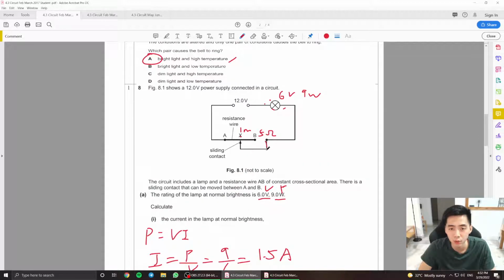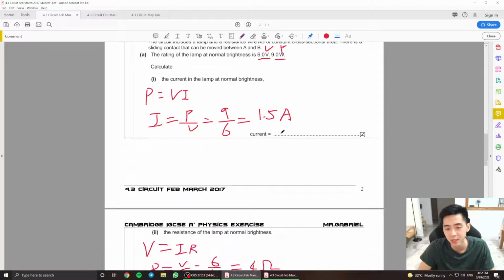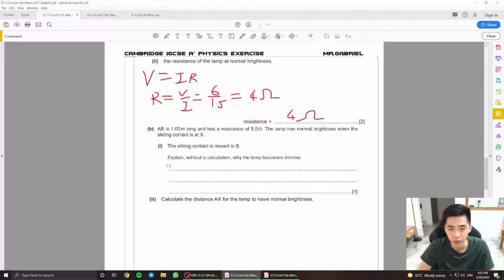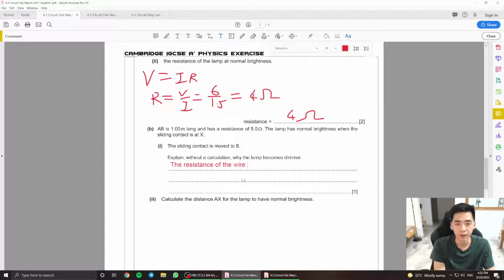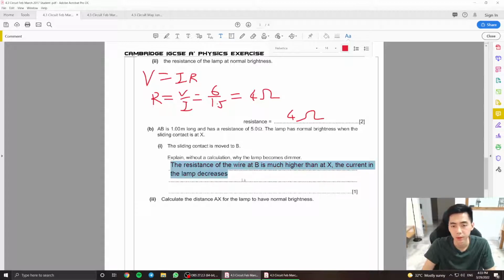If the sliding contact moves to B here, it means my current has to flow through more of this resistance wire, meaning the current will be less because the resistance in this circuit is going to be much higher. Without any calculation, you're supposed to say the resistance of the wire at B is much higher than at X. Then obviously the current is decreased. The current in the lamp decreases. Okay, something like this, or anything logical.